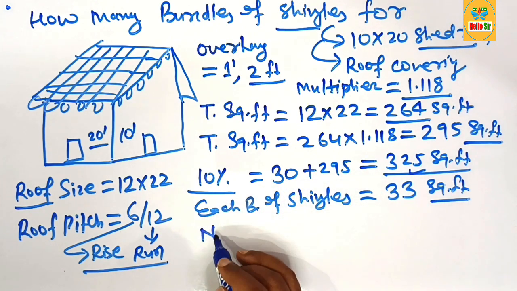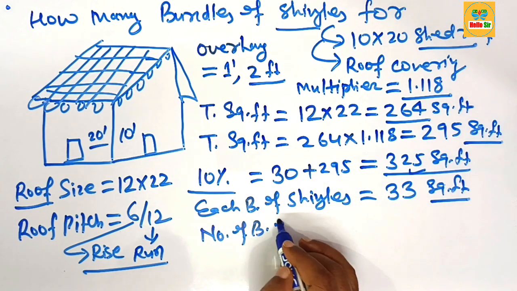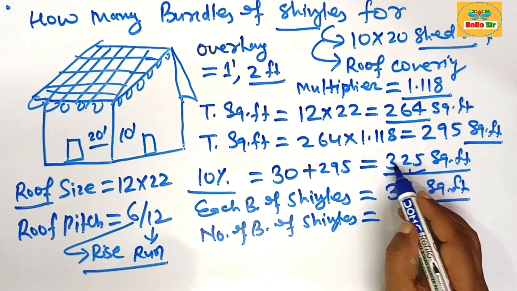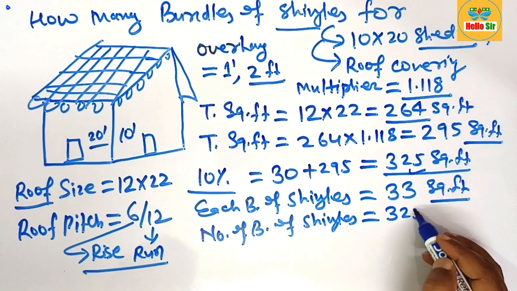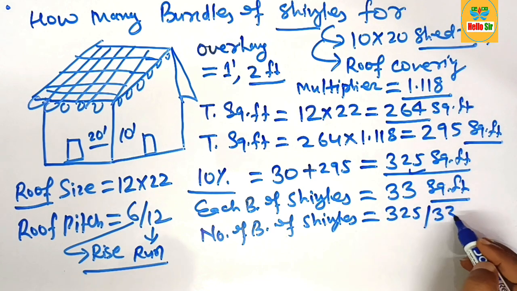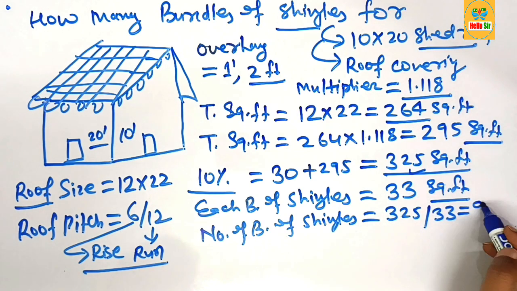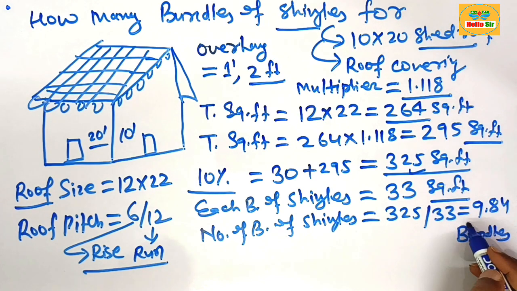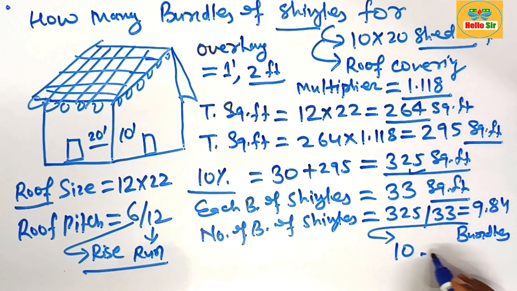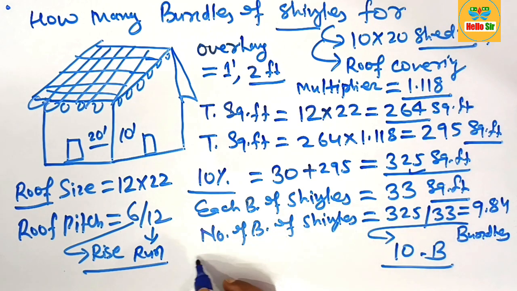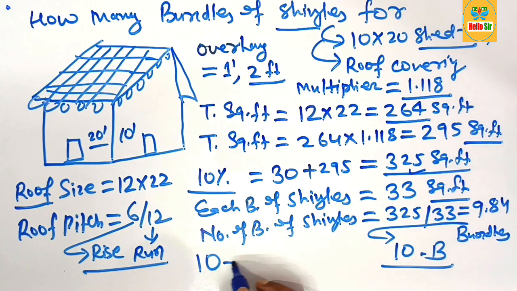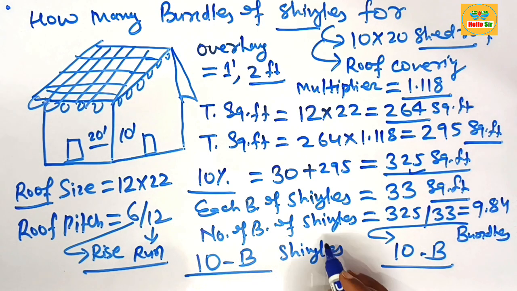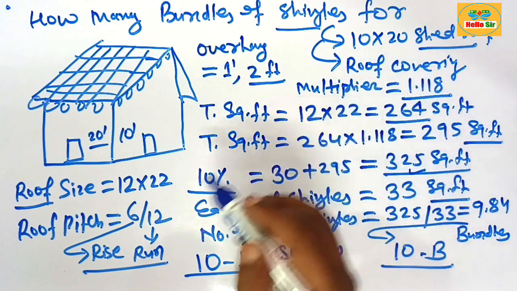To calculate the number of bundles of shingles required to cover that area, you just need to divide the total area 325 by 33, which comes to about 9.84 bundles. Round that, and it equals 10 bundles. It means you need approximately 10 bundles of shingles material to cover a 10 by 12 foot shed roof.